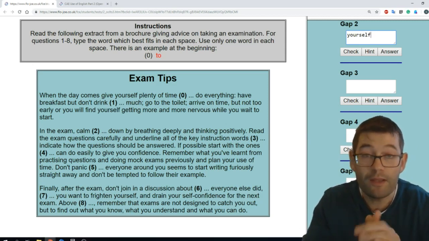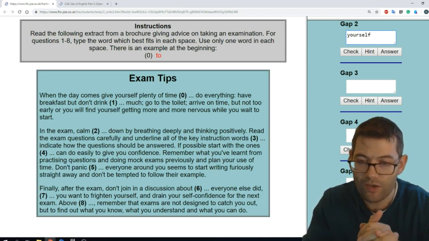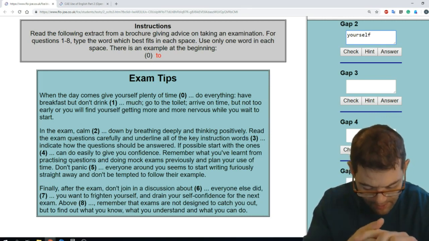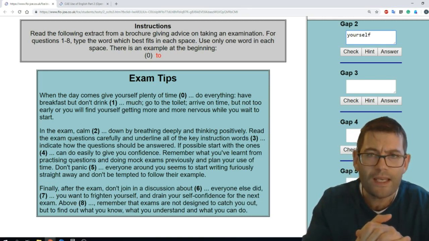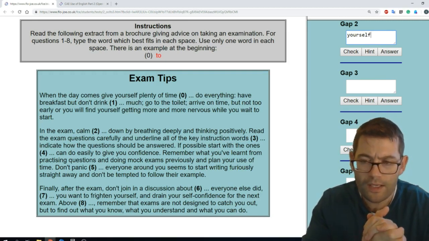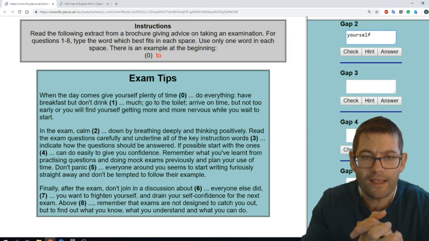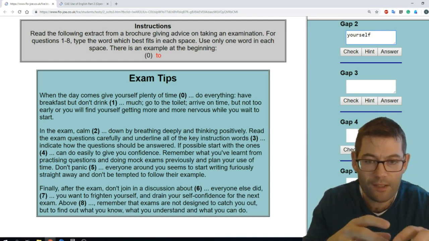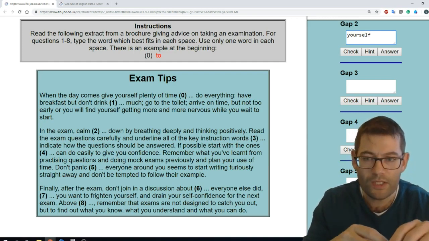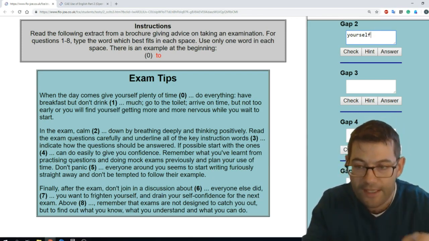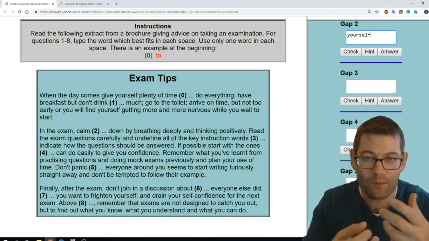Read the exam questions carefully, good advice, and underline all of the key instruction words that indicate how the questions should be answered. What do we need here? What we need here is a special kind of word which replaces key instruction words. Because if we said "underline all of the key instruction words that indicate how the question should be answered," of course that would be too much of a mouthful.